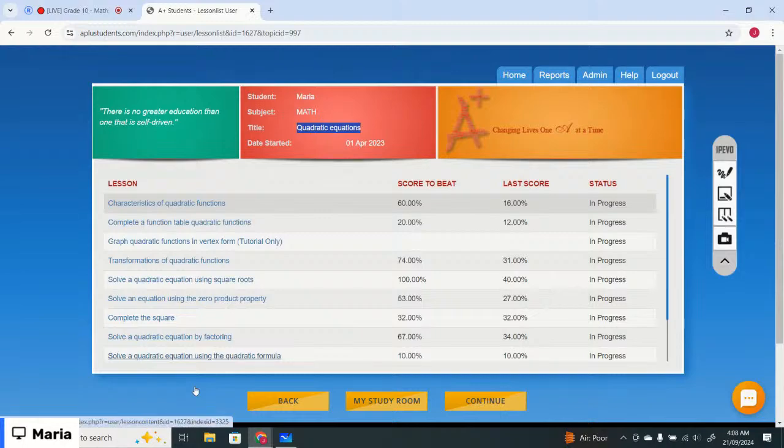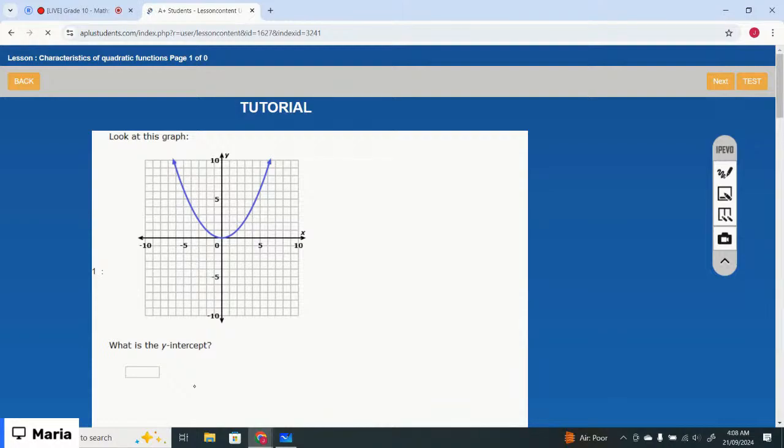Here I'm on grade 10 math. The chapter we are on right now is quadratic equations. Let's start with the first lesson, that is characteristics of quadratic functions.